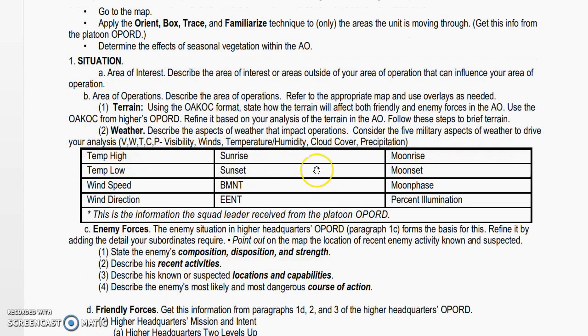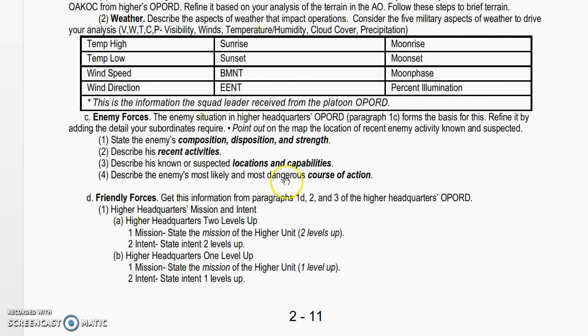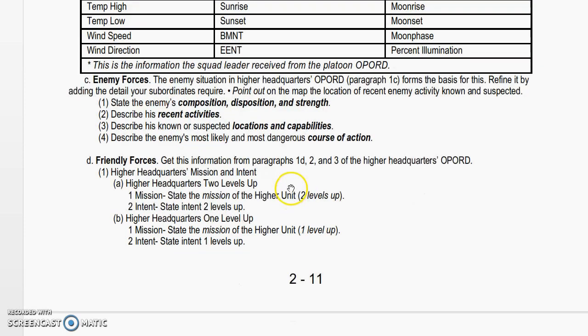Once again, explain the so what. You're given this data, this information about the weather. How does it affect you, your troops, and your operation? If it's going to be raining, the mission could still be executed, but how does it affect maybe your movement into the objective? Enemy forces. Alright, this once again could be given to you. You can restate that. But if you want to get better at what you're explaining, think about the so what.